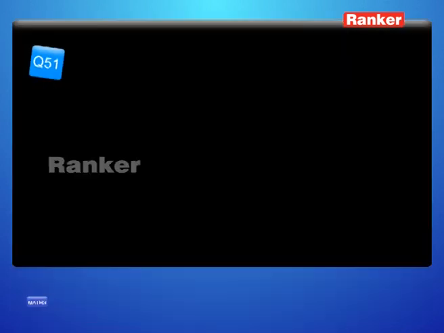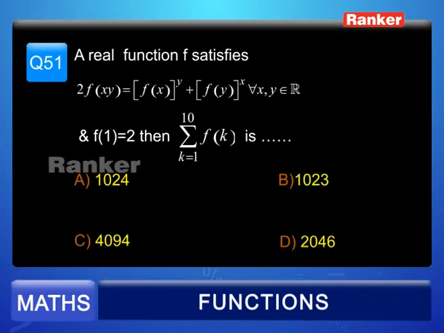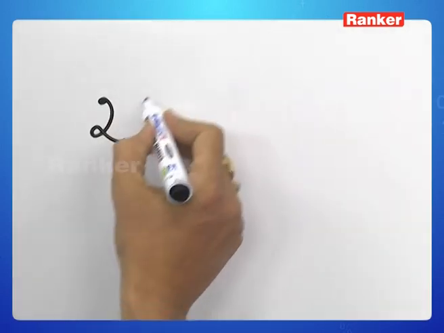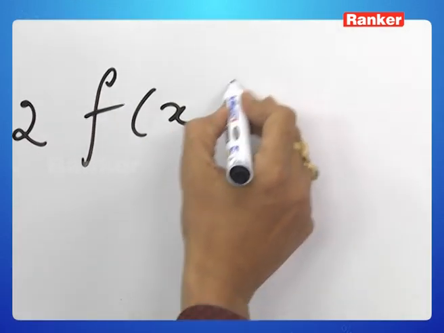In the next question, a real function f satisfies the condition that 2 into f of xy is equal to f of x whole power y plus f of y whole power x for all real x and y. It is given that f of 1 is 2. What is the value of sigma f of k, k equal to 1 to 10? The first option is 1024. Second option is 1023. Third option is 4094. Fourth option is 2046.